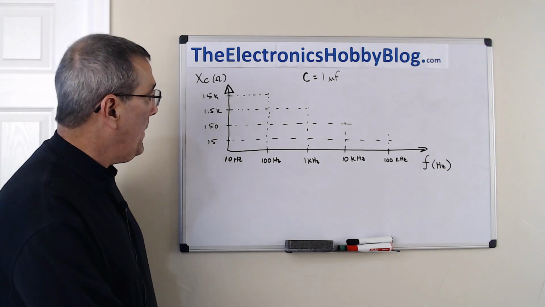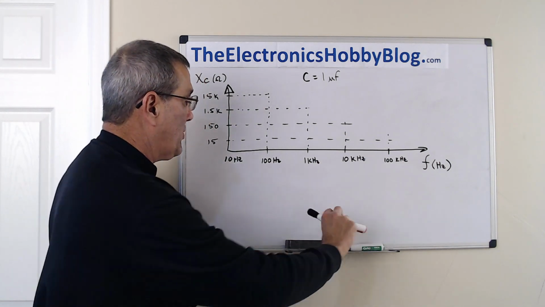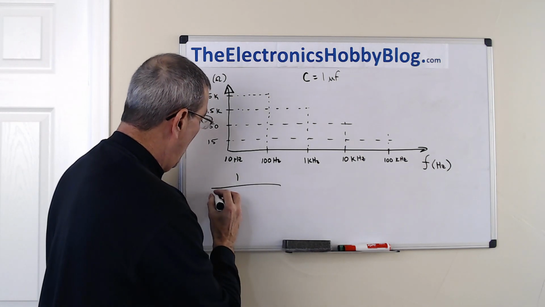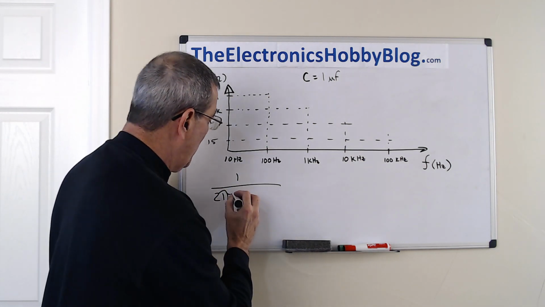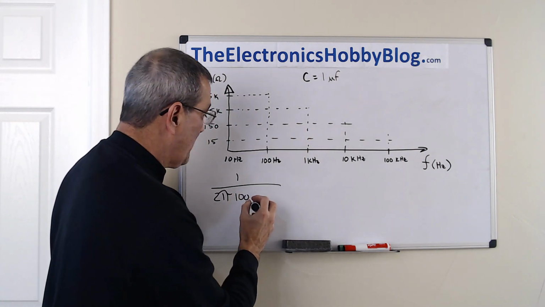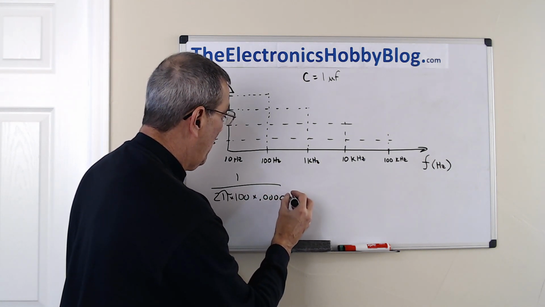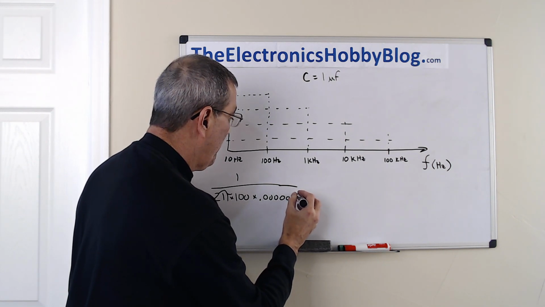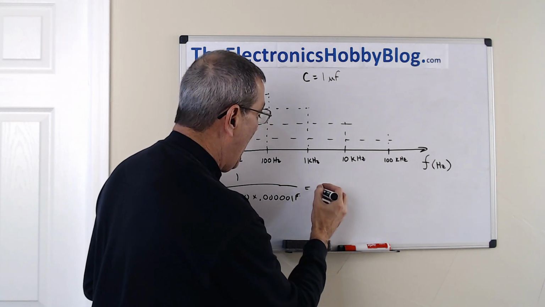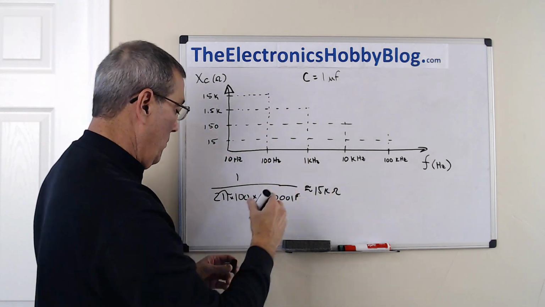So we start out, I measured at 100 hertz. Our capacitor's reactance is 1 over 2 pi times the frequency of 100 hertz, times the capacitance, which is 0.000001 farads. And so that works out to be a little over 15,000 ohms. So about 15K ohms. We'll approximate it to 15K ohms. So right about here on the curve.